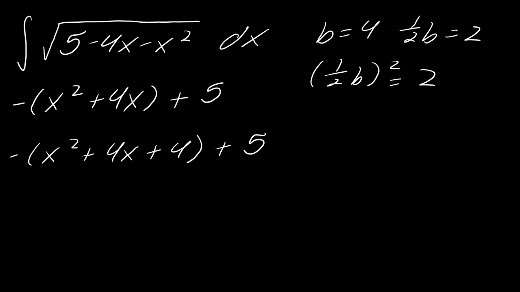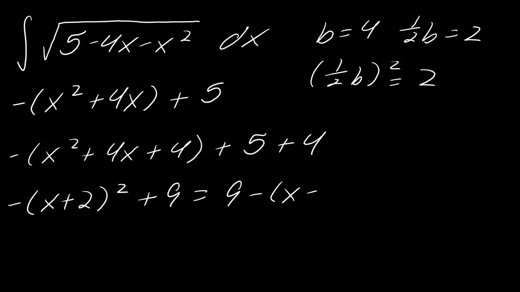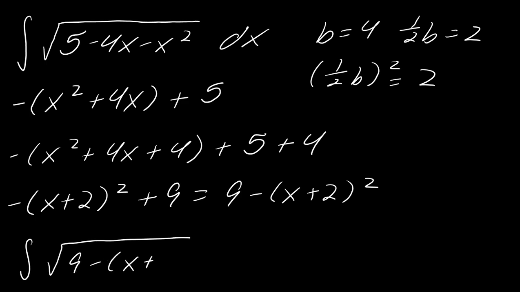And then I want to pause for a second because I want to make sure I'm maintaining the balance here. This 4 is ultimately being bounced off of the negative, so I've got really a negative 4 here. I need to counteract that by adding 4 out here. And so this is going to give me negative x plus 2 squared plus 9, which I could rewrite as 9 minus x plus 2 squared. Okay, cool. So let's just rewrite the whole integral as 9 minus x plus 2 squared.